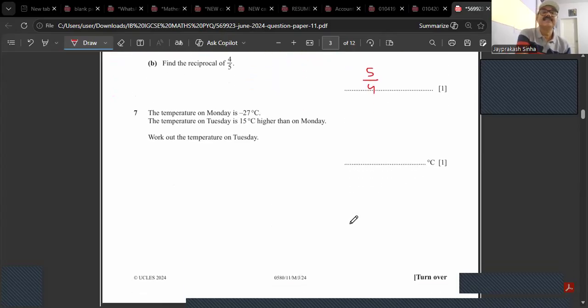Next. The temperature on Monday is minus 27 degrees Celsius. The temperature on Tuesday is 15 degrees Celsius higher than on Monday. Okay. So Monday temperature is minus 27. Tuesday temperature is 15 degrees Celsius higher. So what will you do? Minus 27 plus 15. This will give you minus 12. So the answer will be minus 12 degrees Celsius.